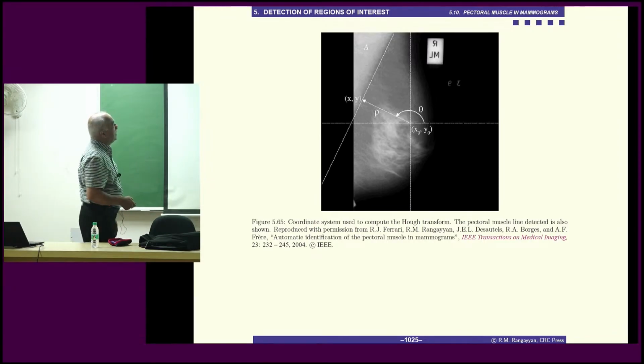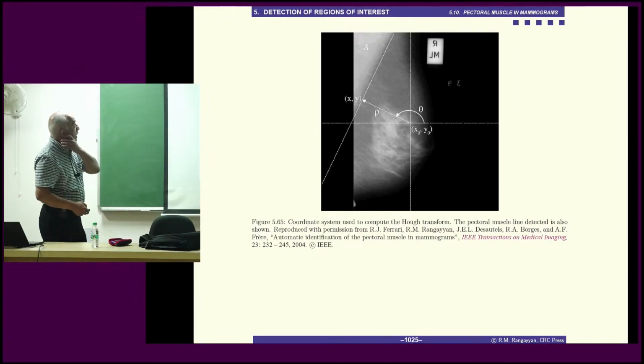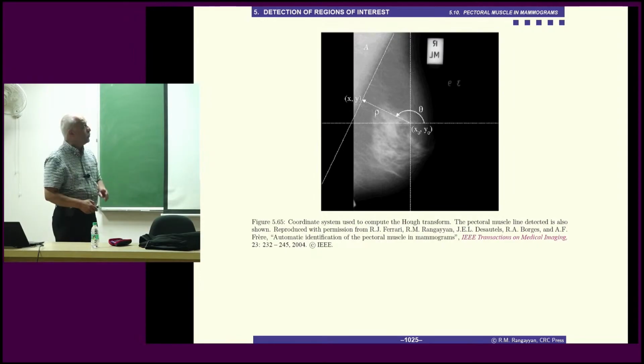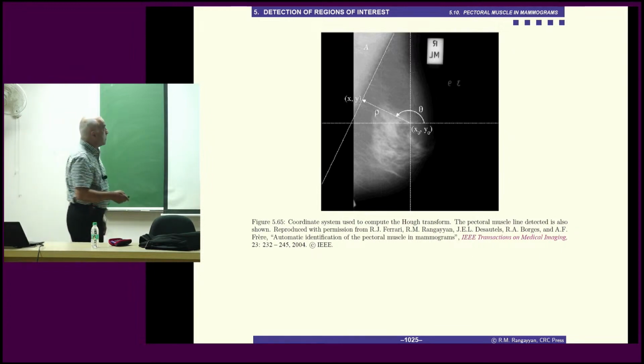So we then define this coordinate system, take the center of the image, and angle theta is defined this way with reference to the horizontal line through the center of the image, and rho is the distance of the straight line along the normal in that manner. So those are the coordinates for the Hough transform. And A is the area of the pectoral muscle that is obtained in the process.